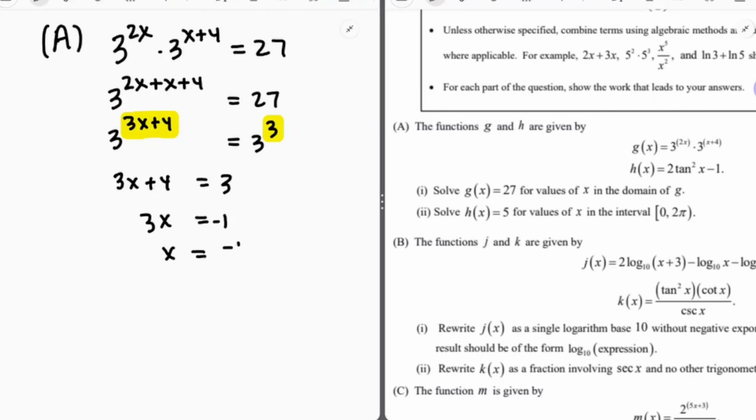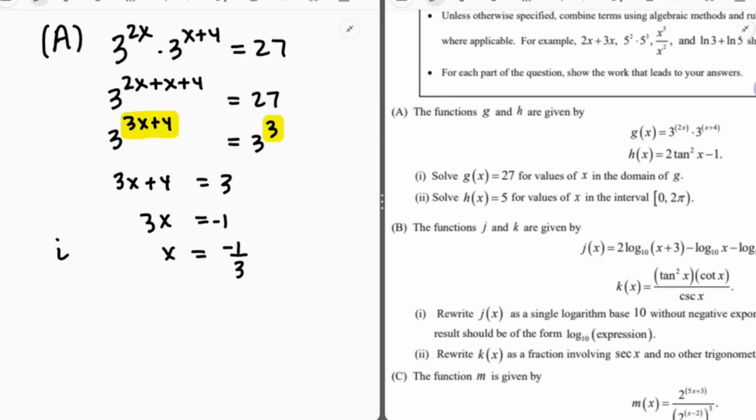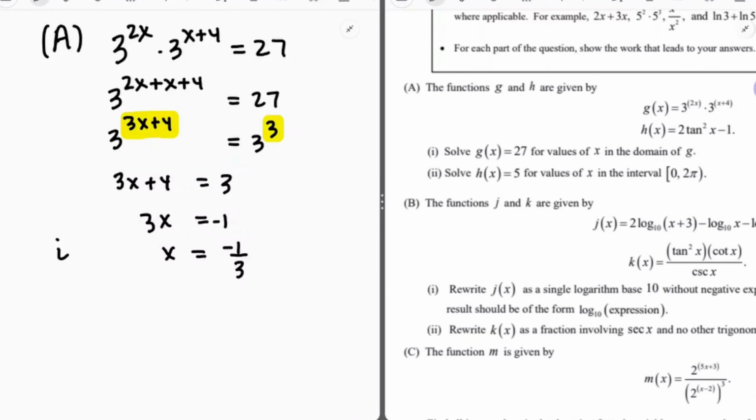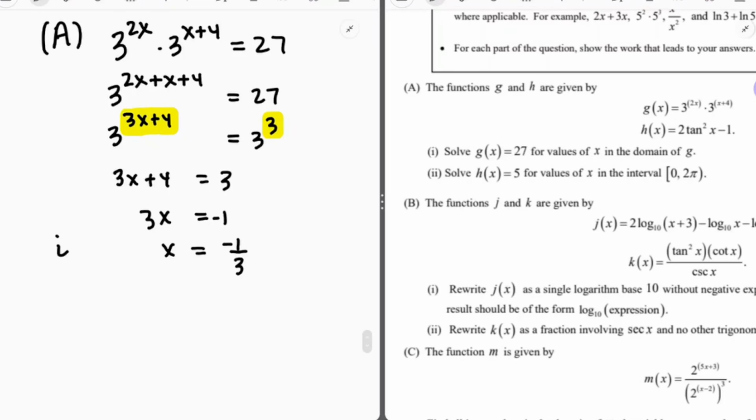Then solve h of x equals 5. And I really don't think they're grading the work. But maybe I've seen one where they did grade the work partially on part C. So I don't know. This AP Precalculus thing, it's a little weird to me.